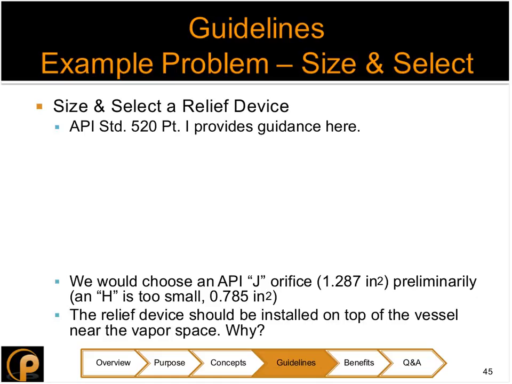There are some equations that are supposed to show up, but they're not showing up in the slides that I'm seeing, which is a little unfortunate. But if we compare the two relief loads and we compare the two sizes that we need, we find that we would have to have an API J orifice in this instance.